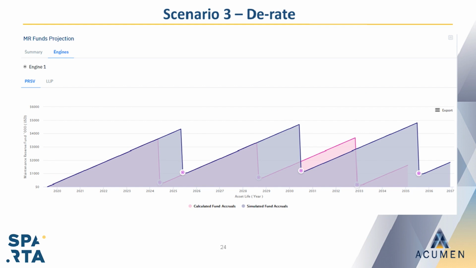Again, we can overlay this onto the original MR funds projection, but in this instance we can see that the interval between shop visits is increased. We're accruing reserves at the same rate as we're charging the 0% D rate maintenance reserve rate, and the engine removals are later. So at the time of each qualified event, there's a much healthier fund balance, and we're always well funded.